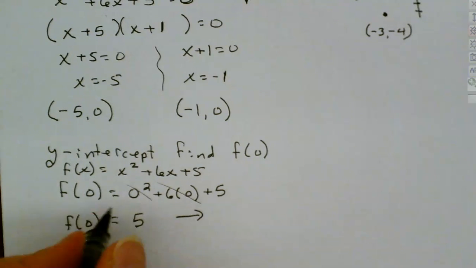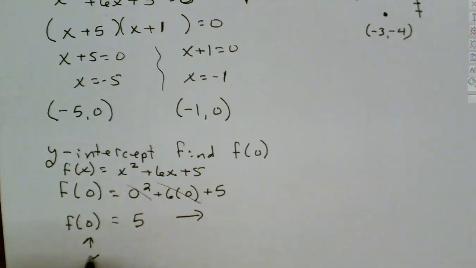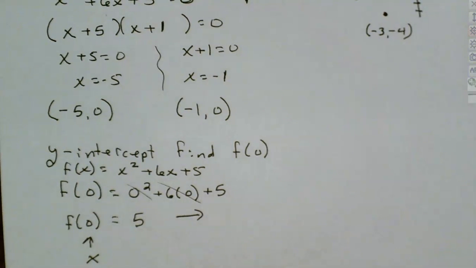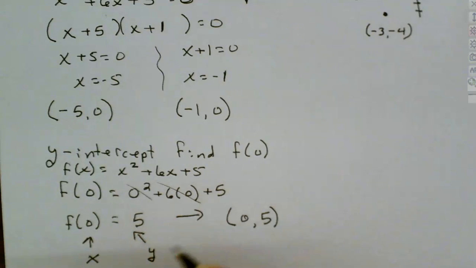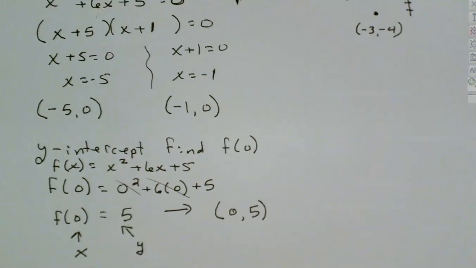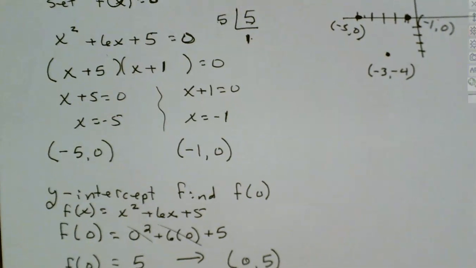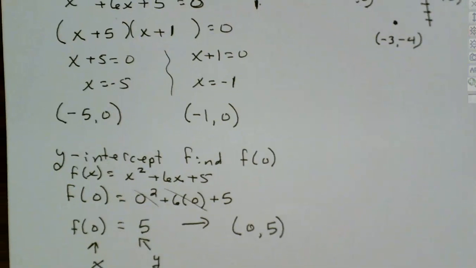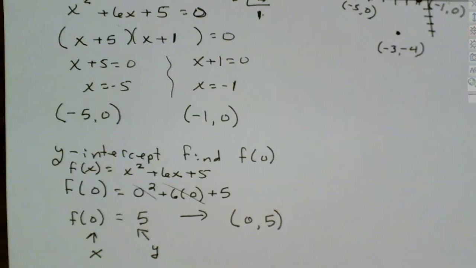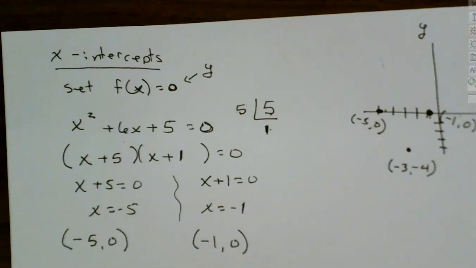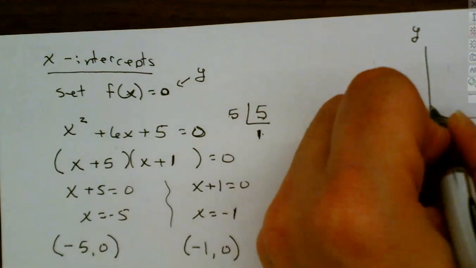And as an ordered pair, that is your x value. So this is going to be the y value. So what does it look like as an ordered pair? 0, 5. And does that make sense when we look at our picture? Okay. We found our y-intercept, right? That y-intercept is 0, 5. And that makes sense because 0, 5 is up here.